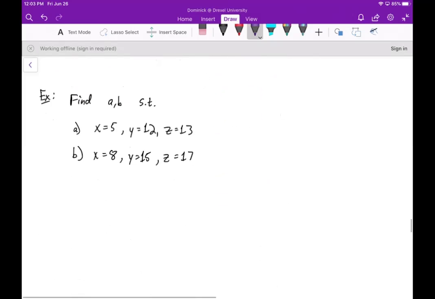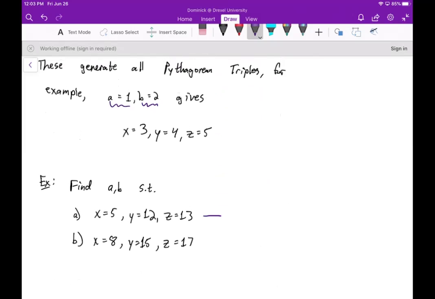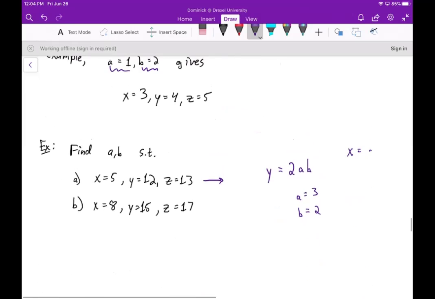Okay, so let's do some examples. So we want to find a and b such that x is 5, y is 12, and z is 13. Now, usually when I do this, I like to look at y first because we know that that's 2 times a times b, right? Now, what would be some things that jump out to us that would definitely work? Well, it looks like if a were 3 and b were 2, that should work, right? And if I do x, which I can say is a squared minus b squared, what did I say here? I said it's b squared minus a squared, so I guess I should make a 2 and b 3.